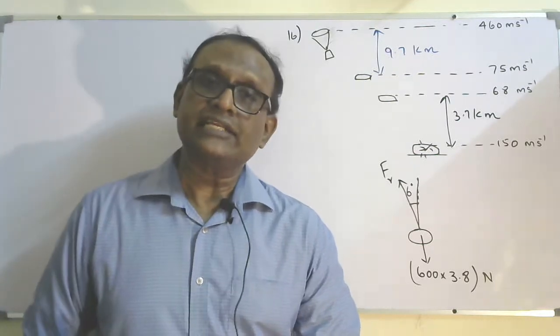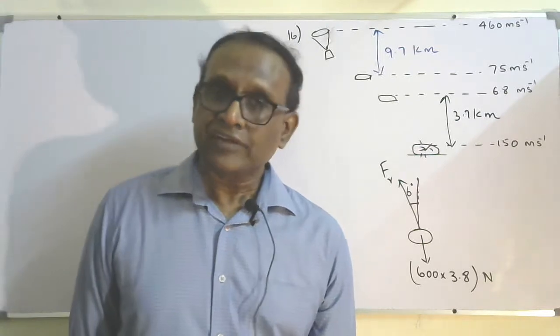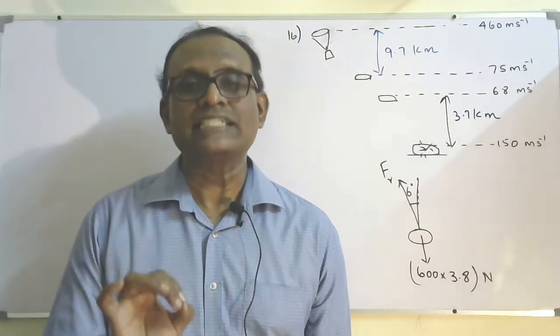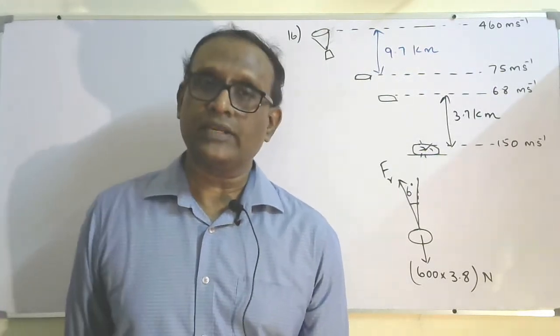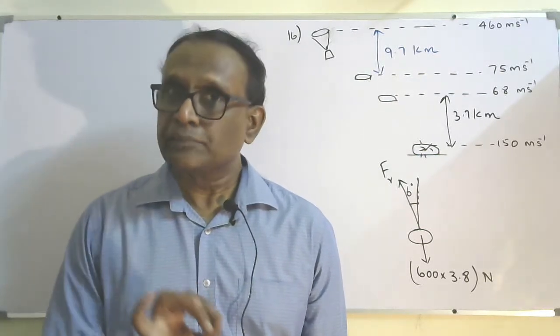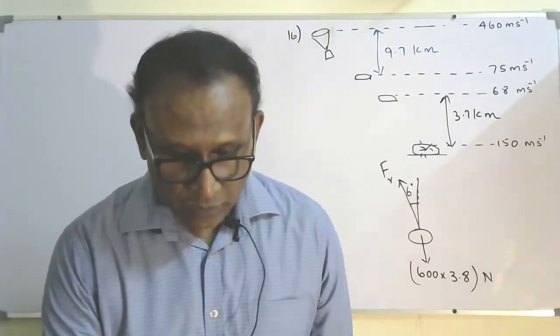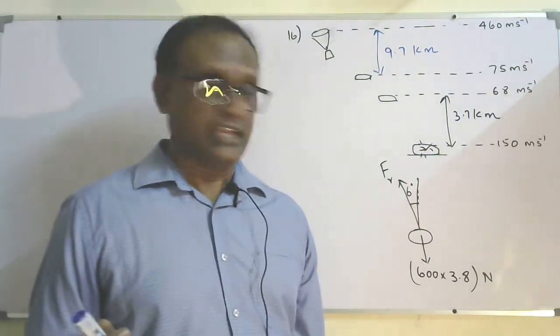Okay, you can answer in two different ways. First, you must say what is meant by free fall. Free fall means the only force acting on the probe is its weight. You must tell that to get the first mark. The only force acting on the probe is weight, then it will be at free fall, right? So by using that, we will check whether it is actually at free fall.